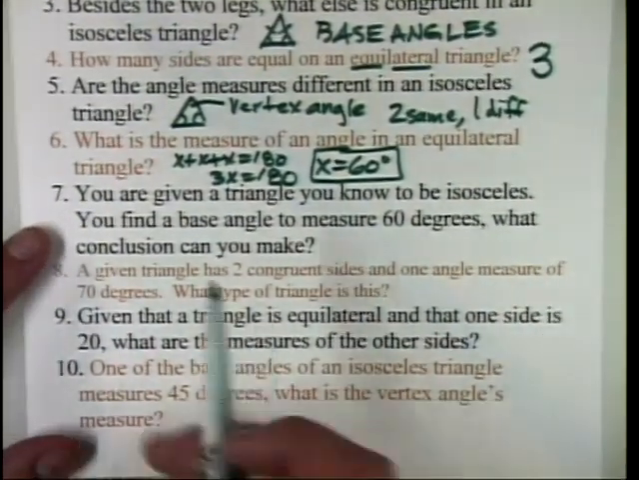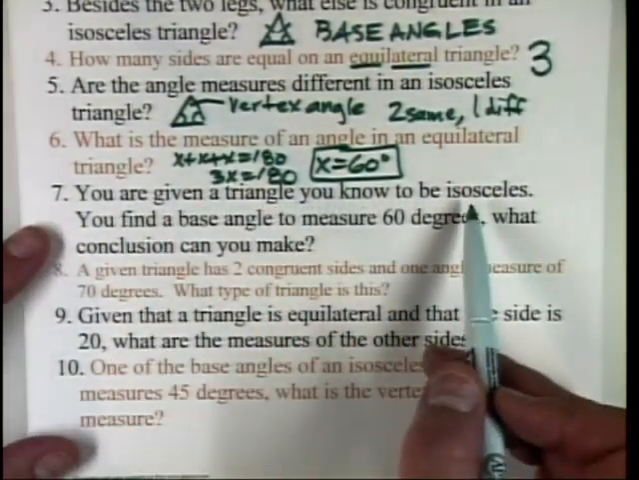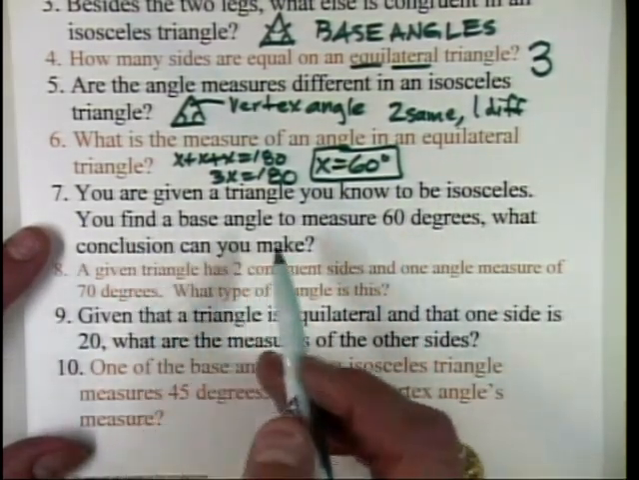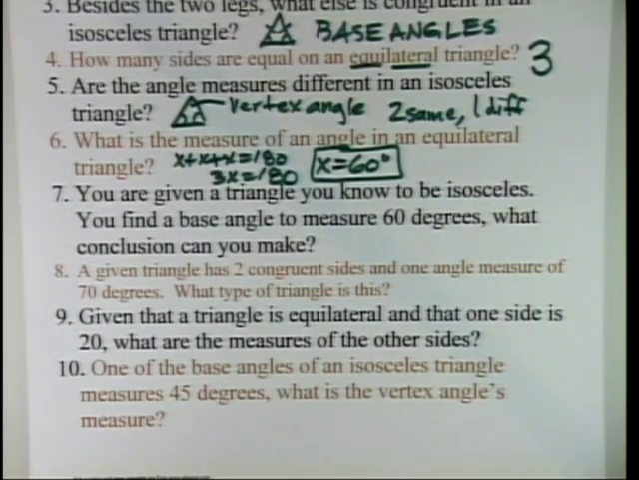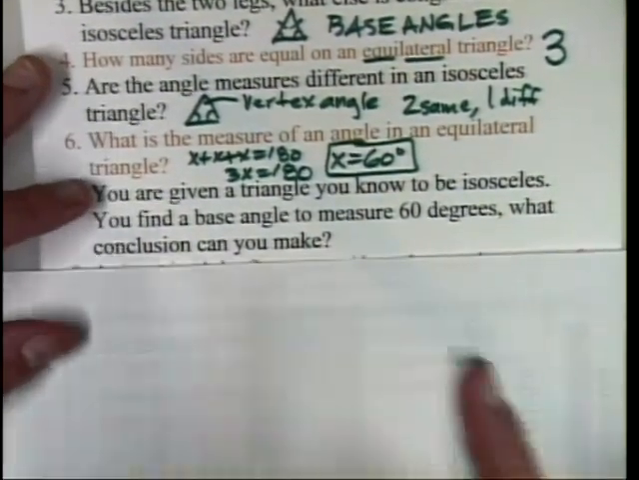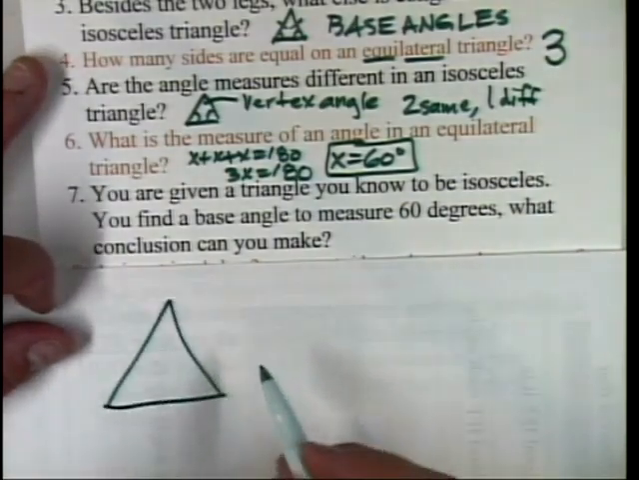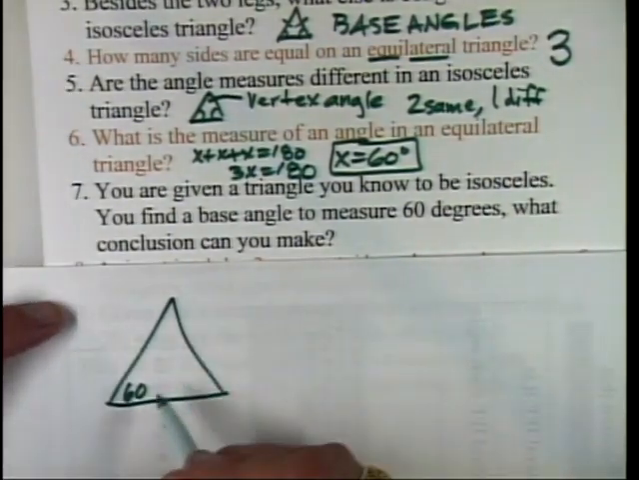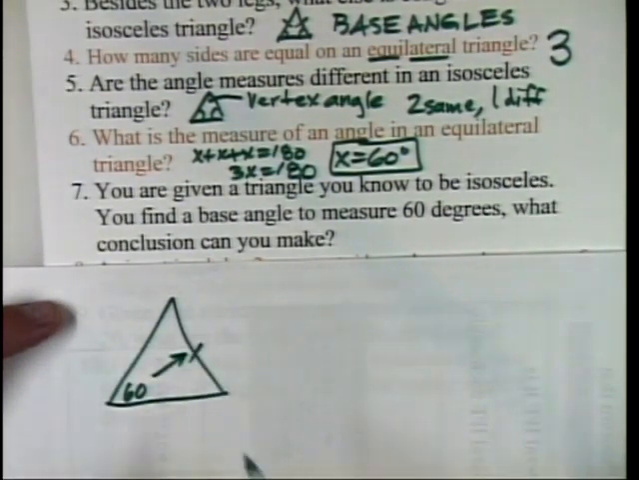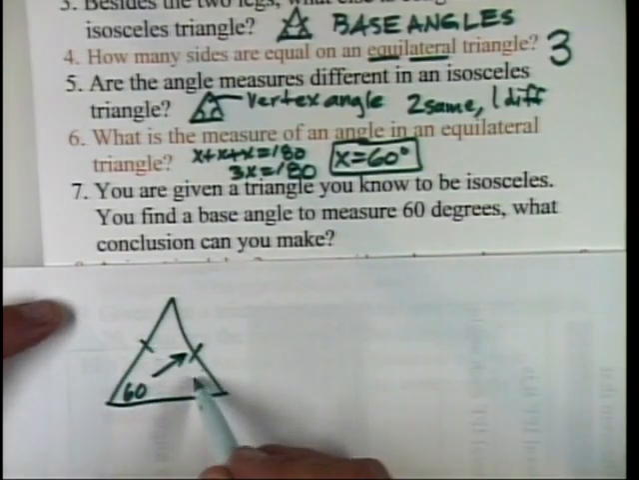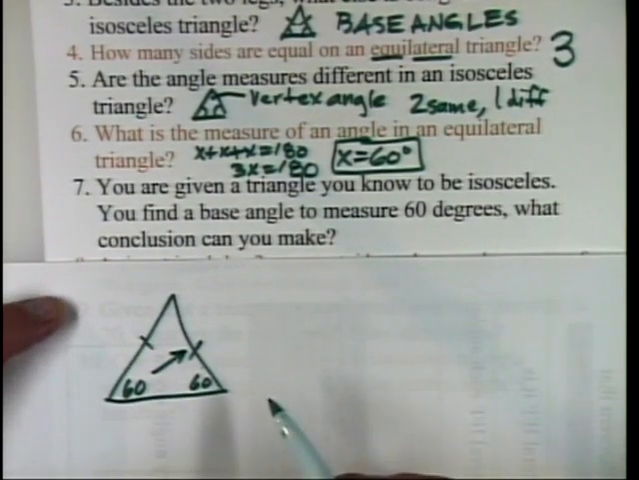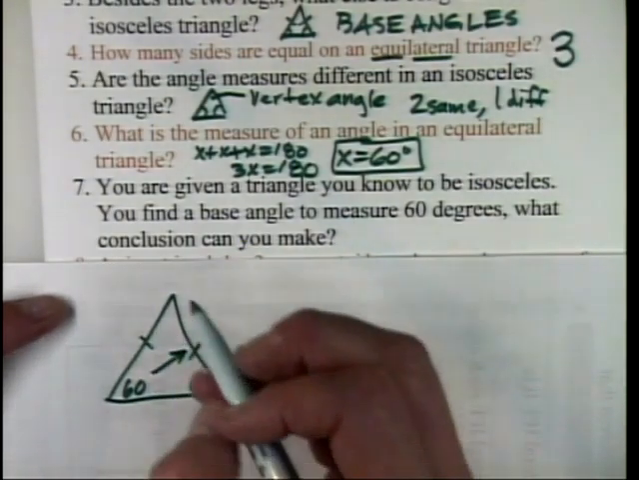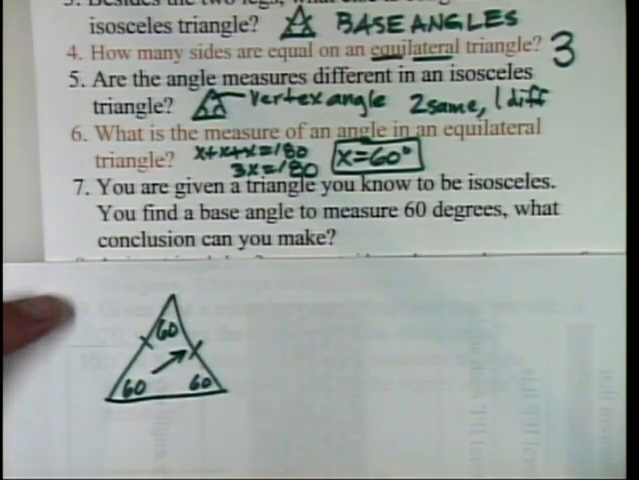All right, number 7. If we're given a triangle that we know to be isosceles, and we find that one of the base angles measures 60 degrees, what conclusion can we make about the triangle? Well, let's look at it. If we are given an isosceles triangle, this one here, and we know that one of the base angles is 60, the base angle is important because that means that this side is congruent to this side, which means that this angle is also 60. So if we know that two of the angles are 60 because one of the base angles is, then they add up to 120, which leaves only 60 left for the vertex angle to get to 180.